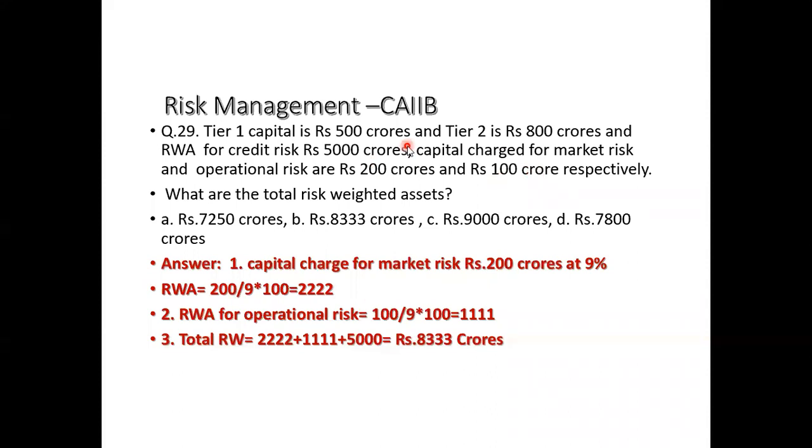Okay. If 9% is 100 crore, what is 100%? So total risk weight you find out, you total it. So the total risk weight will be 8,333 crore. Okay. And now they have got tier 1 capital 500, tier 2 capital 800. So the tier 2 capital cannot go beyond 500. So 500 plus 500 only, 1,000 divided by 8,333.